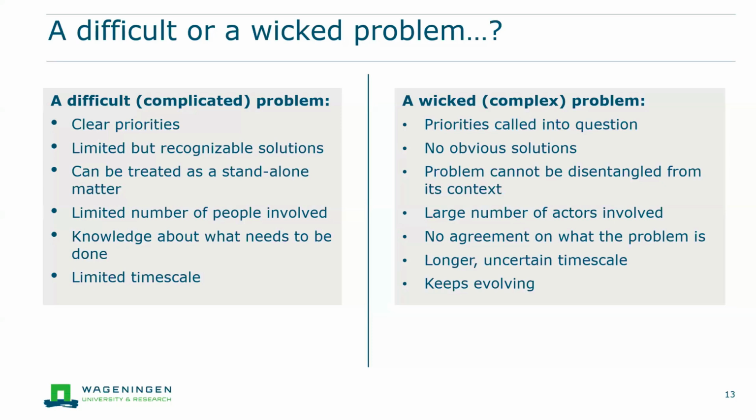But with a wicked problem, the problem cannot really be disentangled from its context. There are a lot of actors involved, and there's quite an uncertain time scale in which this problem plays out. And also it keeps evolving, so the problem changes in nature over time. And that's, I think, something that we see happening a lot in food systems.